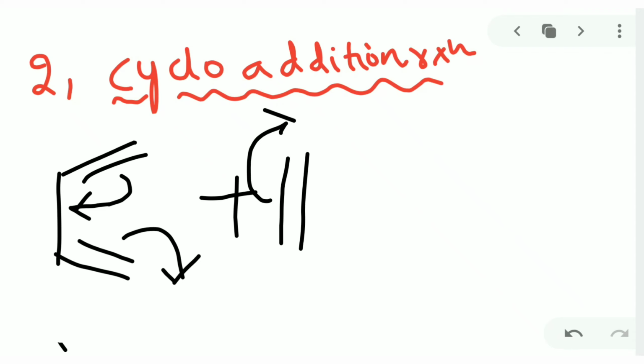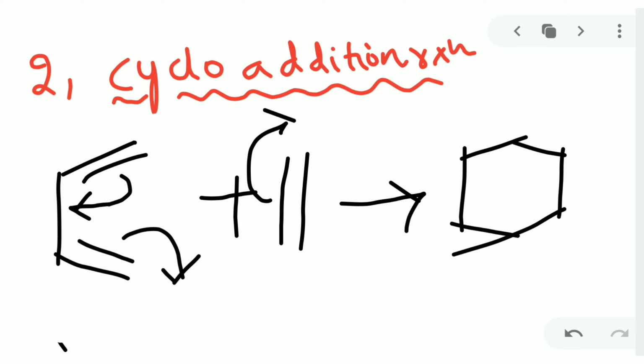So in the cycloaddition reaction, 1,3-butadiene is converted into cyclohexene. Cyclohexene formation takes place in a cycloaddition reaction. This is one of the examples of a cycloaddition reaction. Bond making and bond breaking happen in pericyclic reactions. This is one example of this.